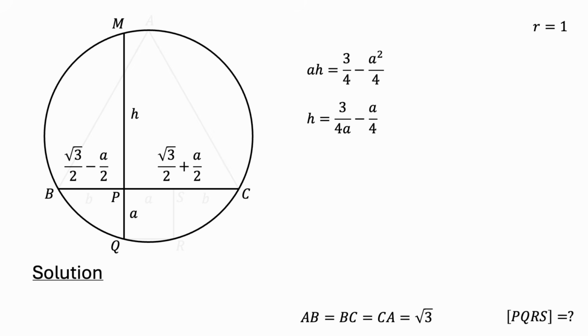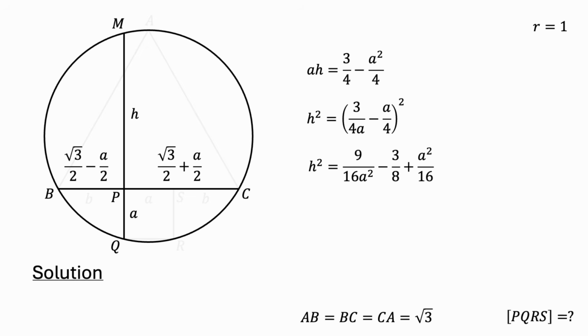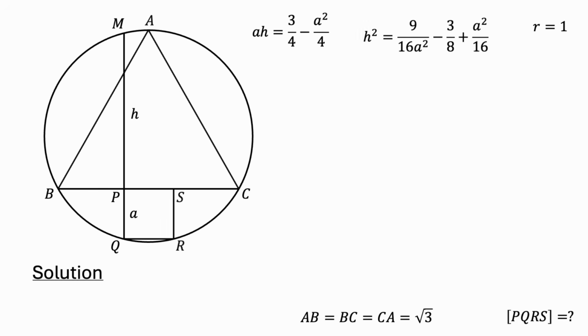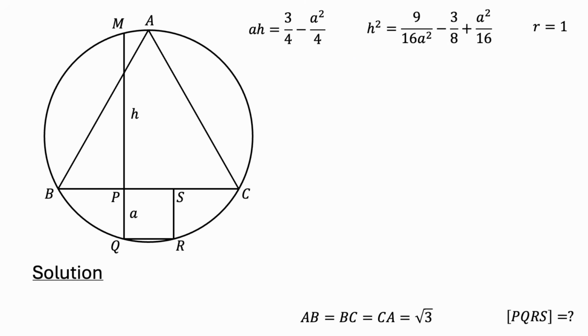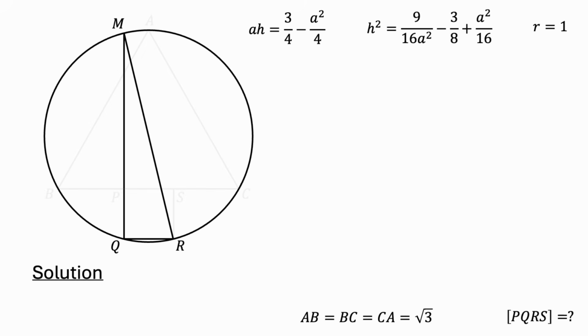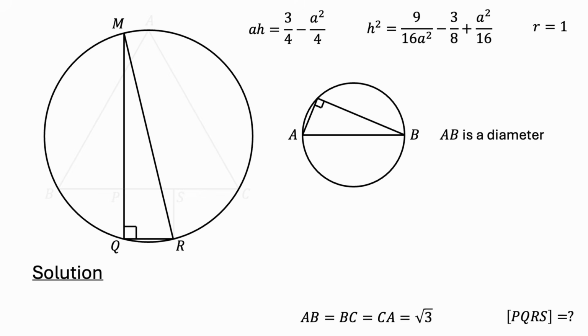After dividing both sides by a, we square both sides to obtain h squared equals 9 over 16 a squared minus 3 over 8 plus a squared over 16. Next, connect R to M and then consider triangle MQR and the circle. Since angle MQR is an interior angle of a square, it is a right angle. Recall that a right angle is subtended by a diameter. Therefore, MR is the diameter of the circle.